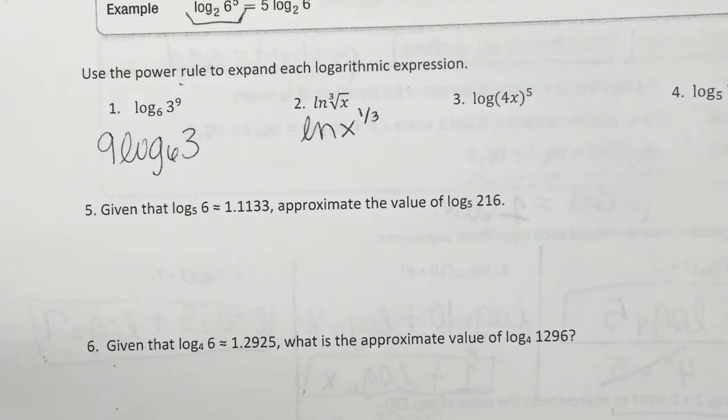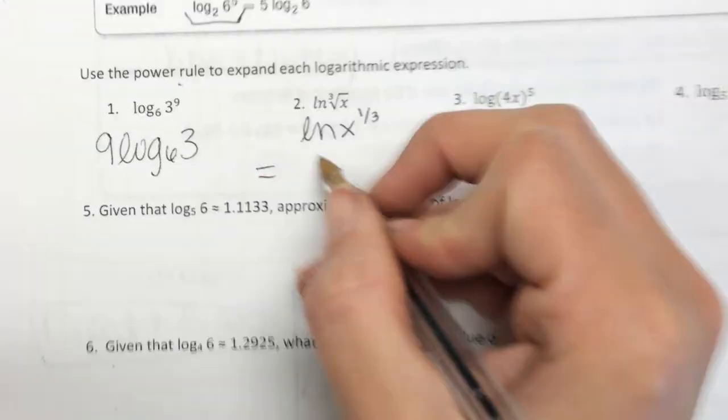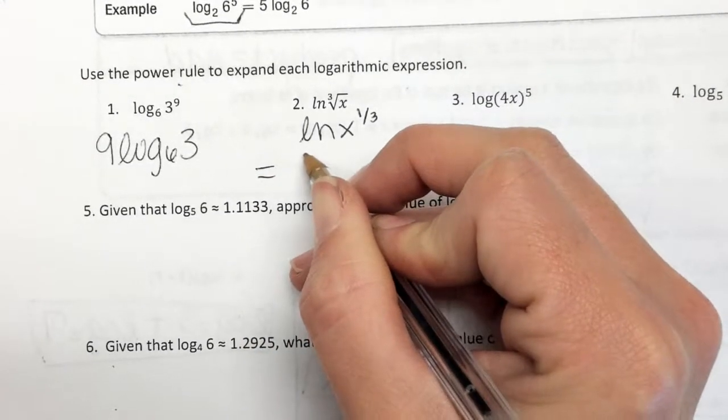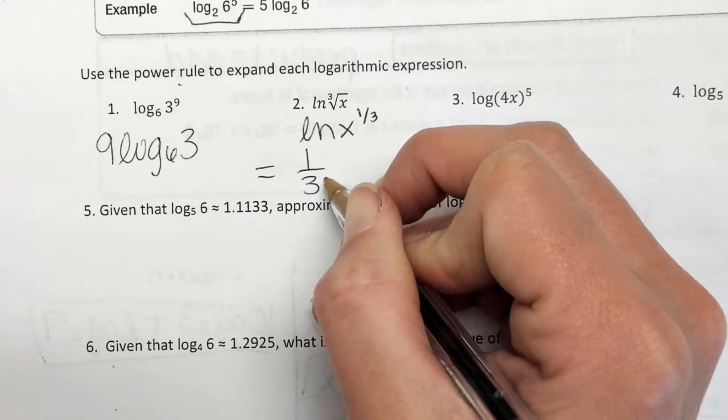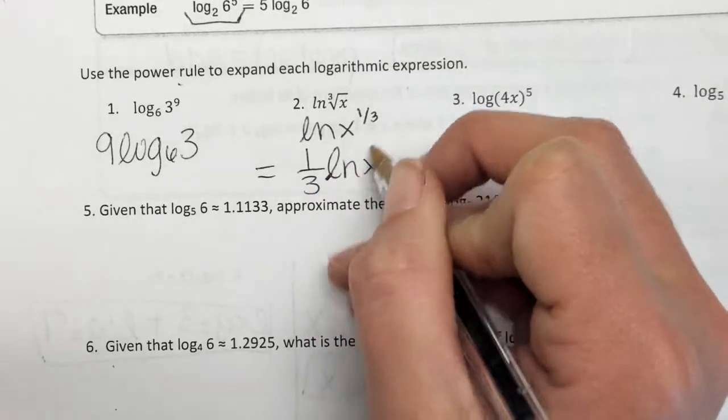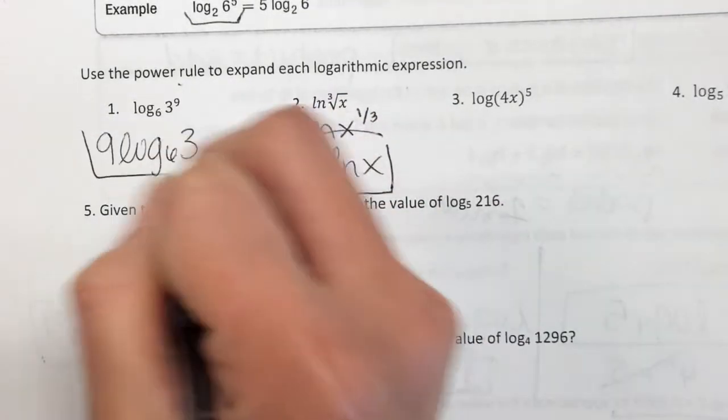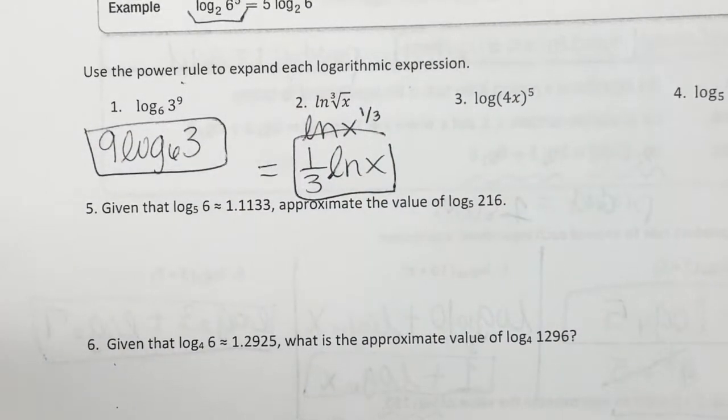Okay, so tell me how to write this expanded. What goes out front? 1/3. And then ln x. That's it. Alright, I want you to do 3 and 4 on your own.